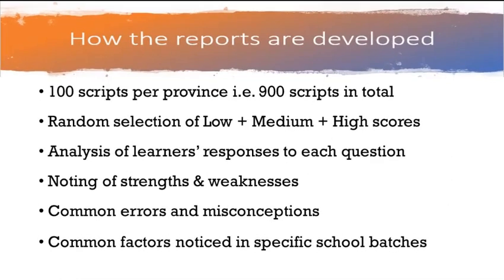During the NSC paper marking process, 100 scripts per question paper are randomly selected by each province for the subjects that are contained in the diagnostic report. So for the 9 provinces, that amounts to 900 scripts per subject. These scripts include samples of low, medium and high achievement scores.